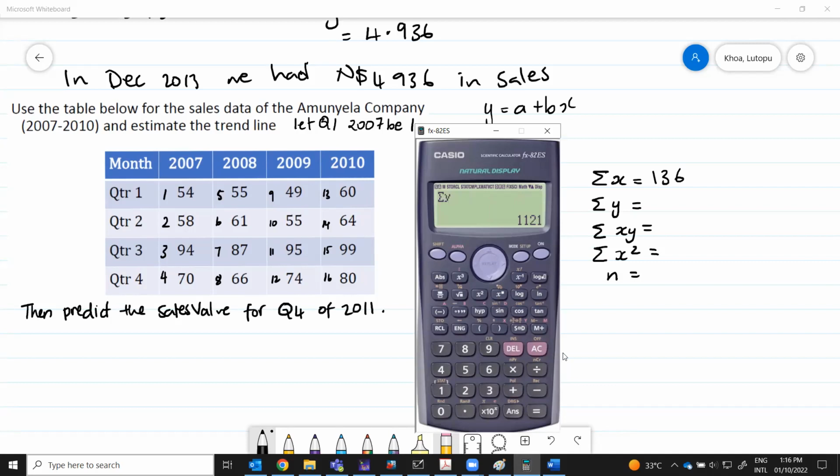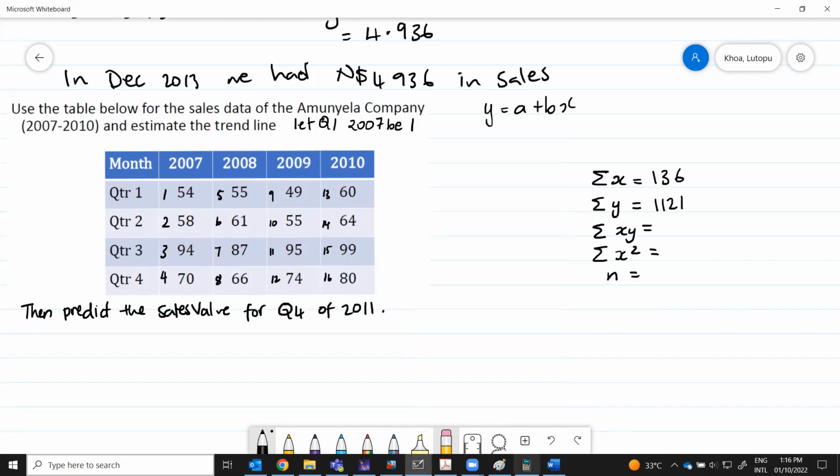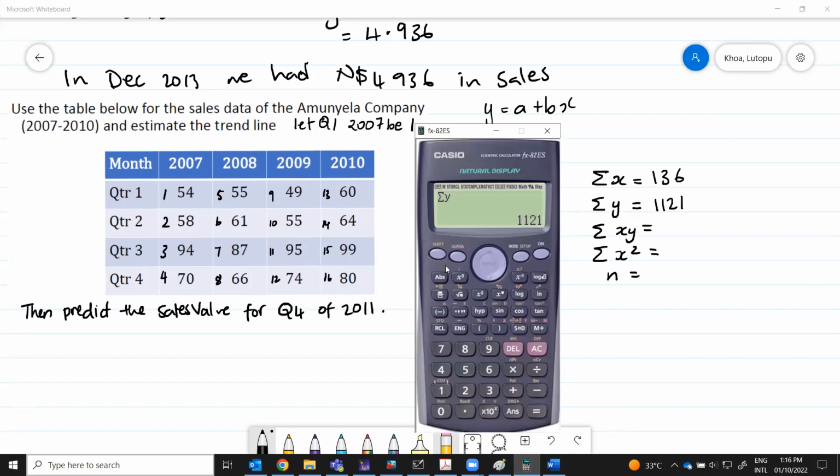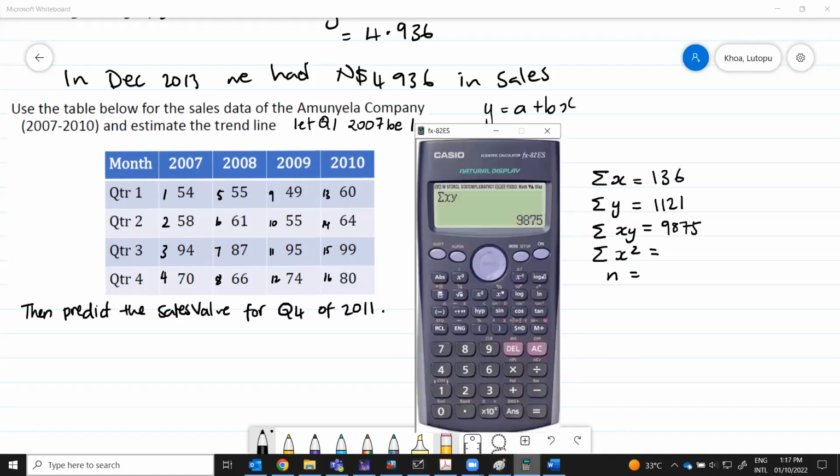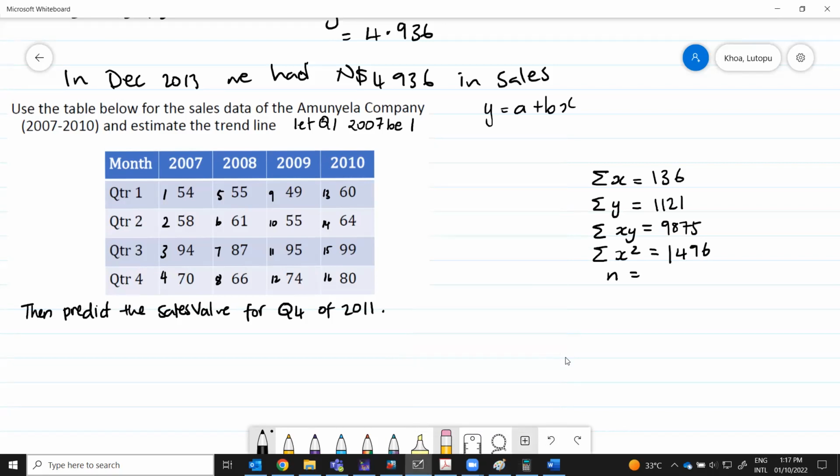So this is 1121. Then the sum of the products, shift, stat, and 4. That's number 5. So this is 9875. Then the sum of the x squared, that's number 1. This is 1496.